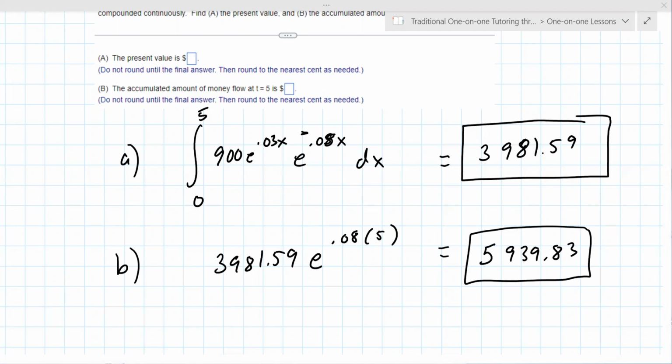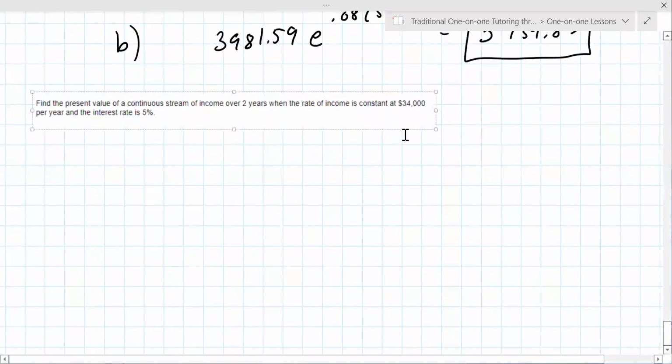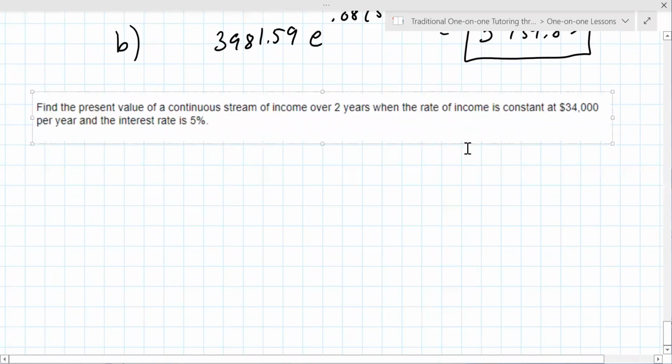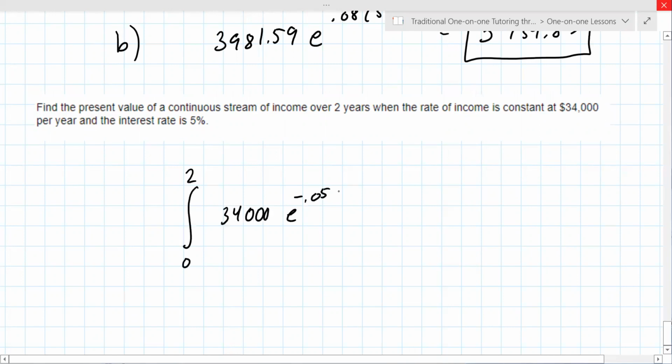Okay, got that one. And yet another one, number 14. It's a little bit shorter, but there's some overlap here in finance. This one is continuous streams, and they want the present value this time. So that's the integral from 0 to 2 of 34,000 e to the minus 0.05 t dt. We did that a couple of times.